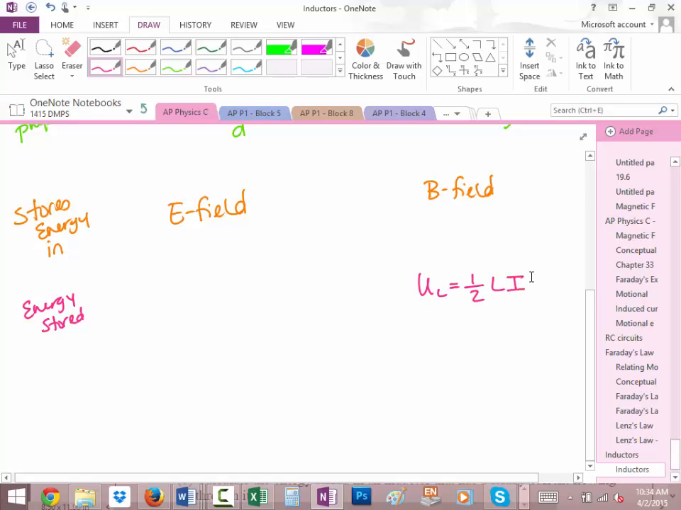1/2 L I squared, which is eerily similar to everything else, right? 1/2 C delta V squared. 1/2 K x squared. 1/2 M V squared. Oh my gosh, well, that's nice. At least it looks the same.